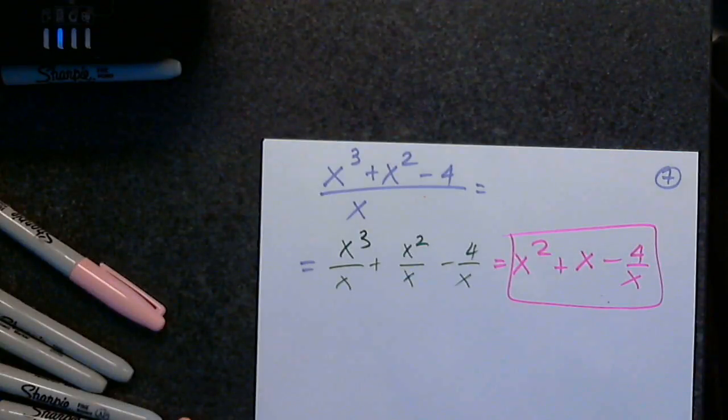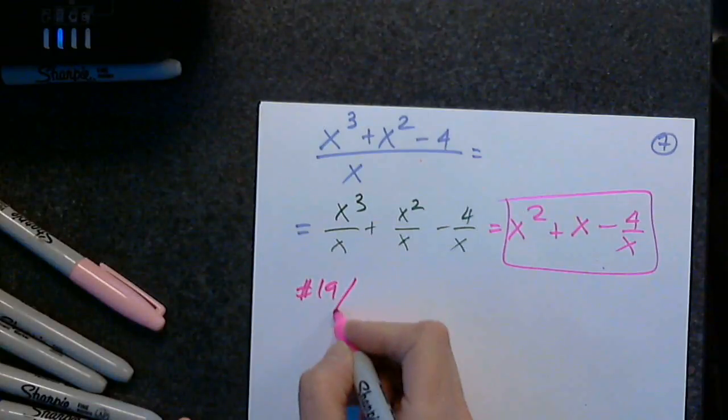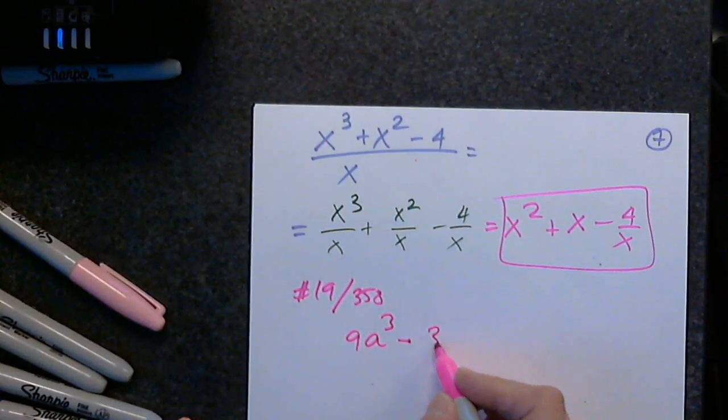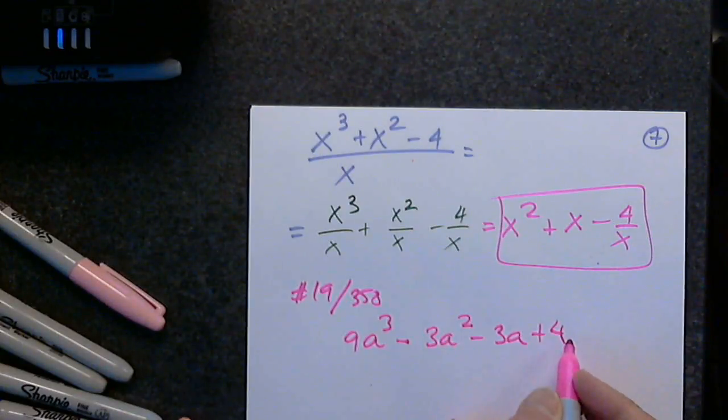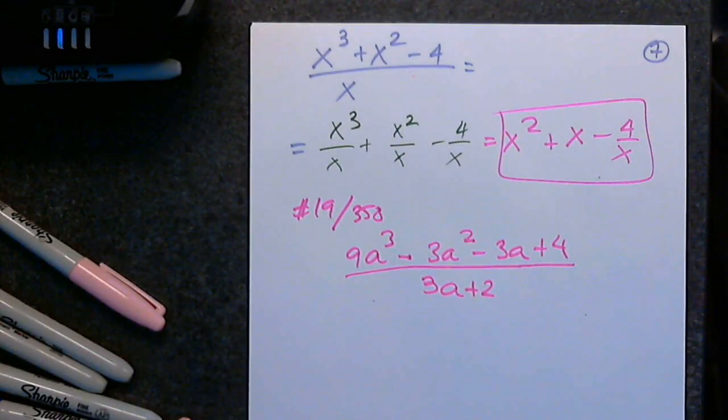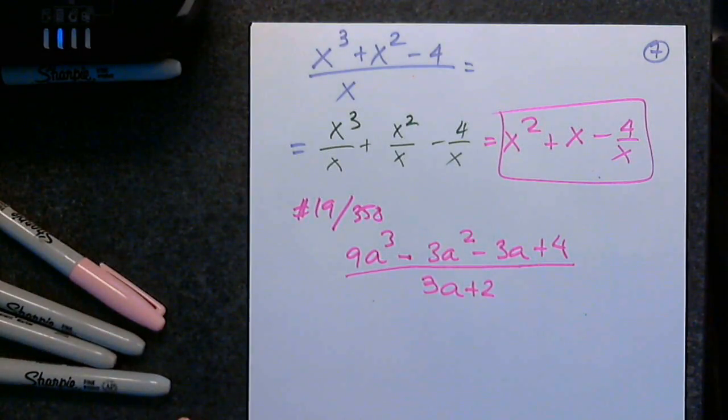So I'm going to pick a problem. Let's say problem 19 on page 358. 9x cubed, a cubed minus 3a squared minus 3a plus 4, divided by 3a plus 2. Okay. Can I apply the method from before in this situation? No, because the denominator does not have one term. How many terms do I see in the numerator? 4. And in the denominator, how many terms? 2. Very good.